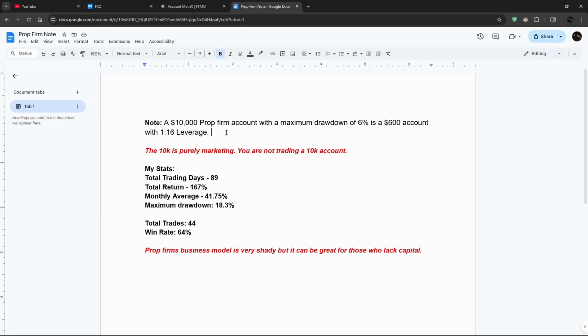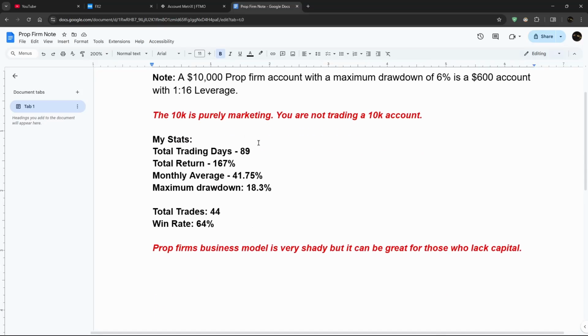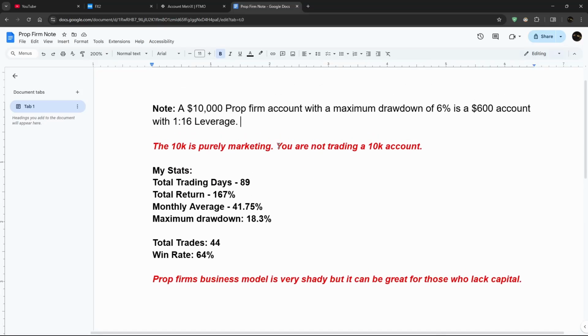So the next thing, and something that I think a lot of traders don't really take into consideration, is the reality of what a prop firm account is: the amount of returns that you actually make. So I passed this 10K prop firm challenge, and let me zoom in even a bit more here. The maximum drawdown on the account was 6%, and this was a trailing drawdown. This wasn't even fixed.